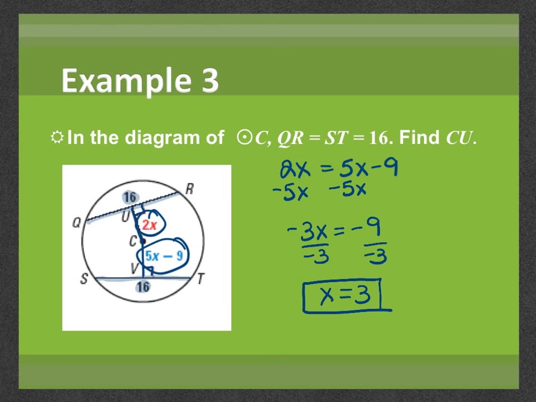So that's x, and what it's asking for up here is CU. So I can take the x. I could actually plug it into either one. This time it's probably easier to plug it in to the CU, 2 times 3, which is 6. If you want to check it with this one, 5 times 3 minus 9, 15 minus 9, which is also 6. So the length of CU would be 6. So the 16 was not part of my actual measurement here, but what the 16 on both sides told me was that they were congruent, and if they're congruent, then we know they're equidistant from the center.